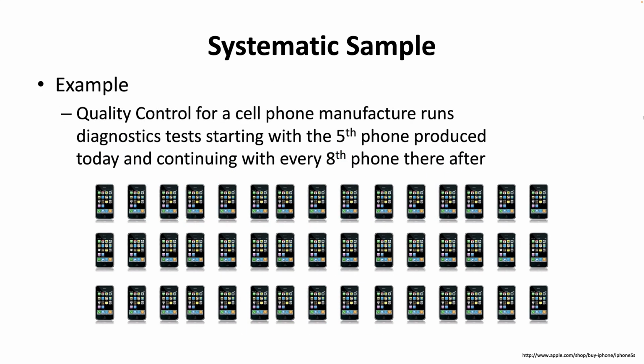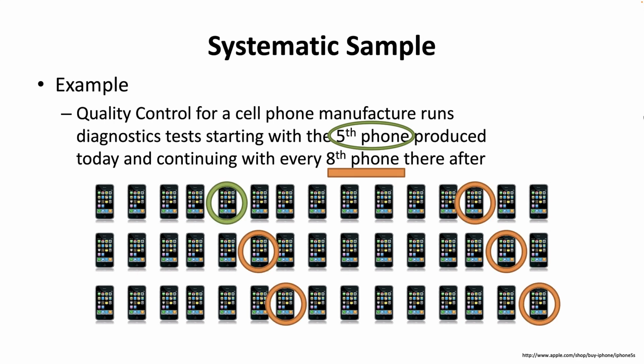Let's look at an example of a systematic sample. Quality control for a cell phone manufacturer runs diagnostic tests starting with the 5th phone produced today and continuing with every 8th phone thereafter. So the starting point is the 5th phone, so we count down from the start of today's production and we find the 5th phone. From thereafter, we're going to select every 8th phone on the assembly line and run diagnostic tests on it today. So a systematic sample is really useful when it comes to quality control.